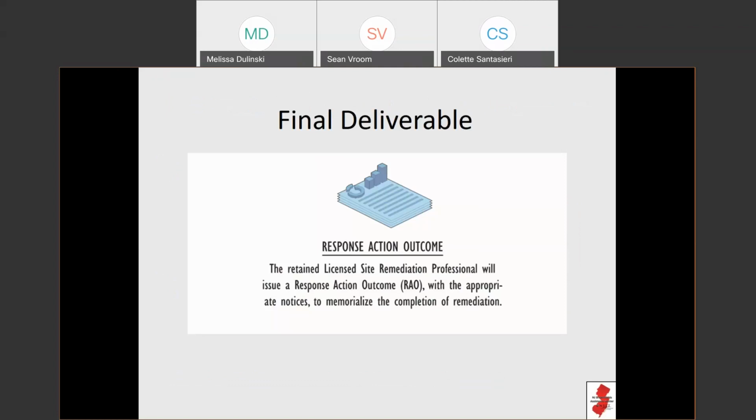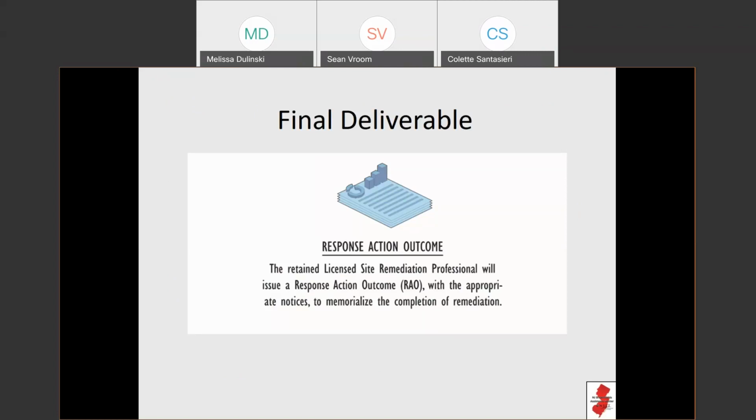So the final step is the issuance of a Response Action Outcome, or better known as an RAO, which will be issued by the licensed site remediation professional, and that will memorialize the completion of the remediation. So once you're given the all clear, the site can proceed to redevelopment.